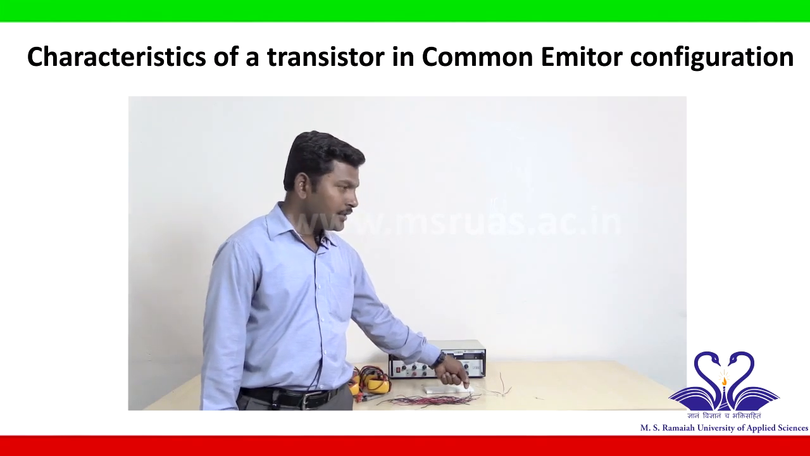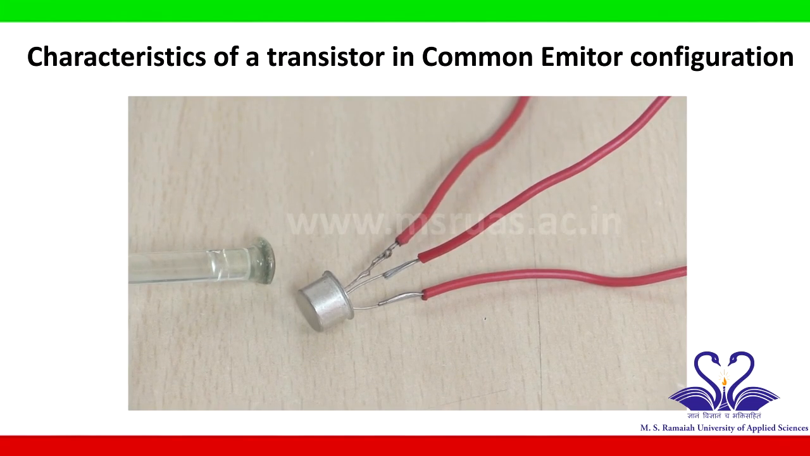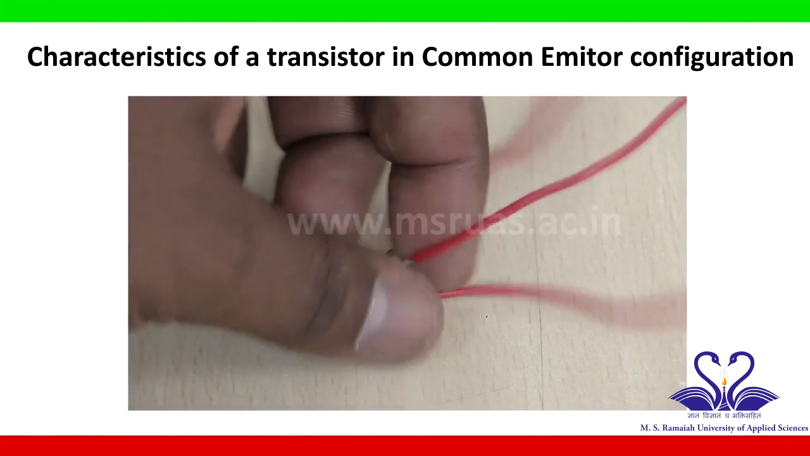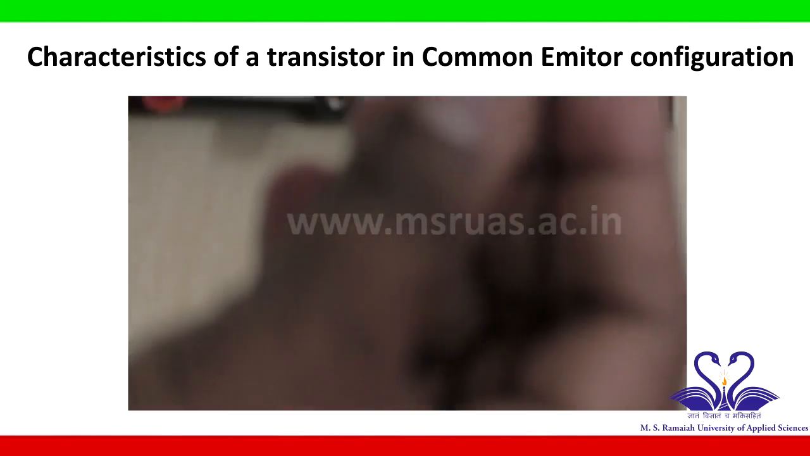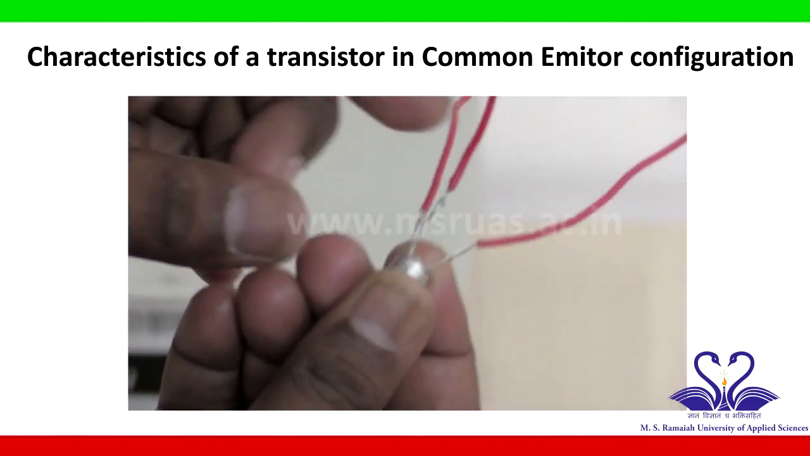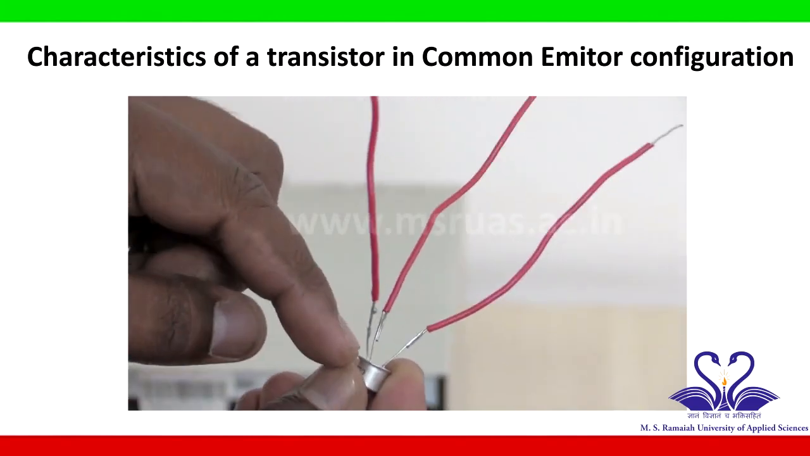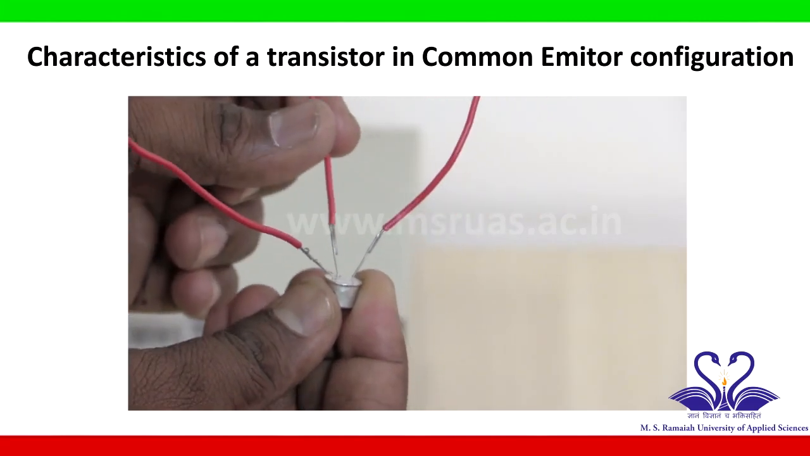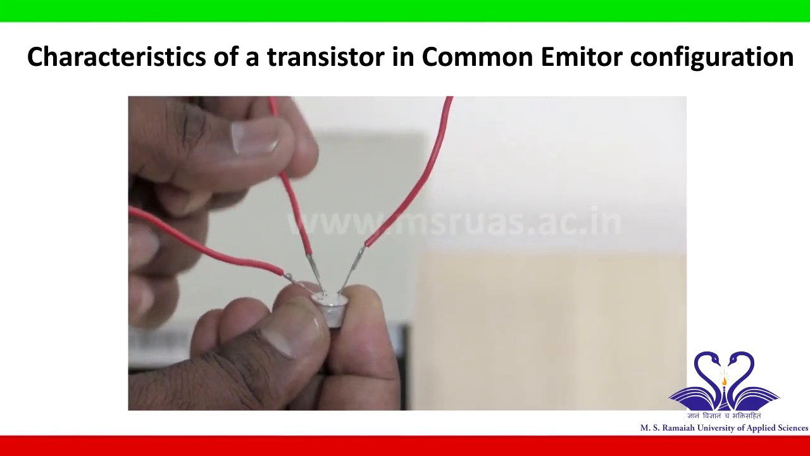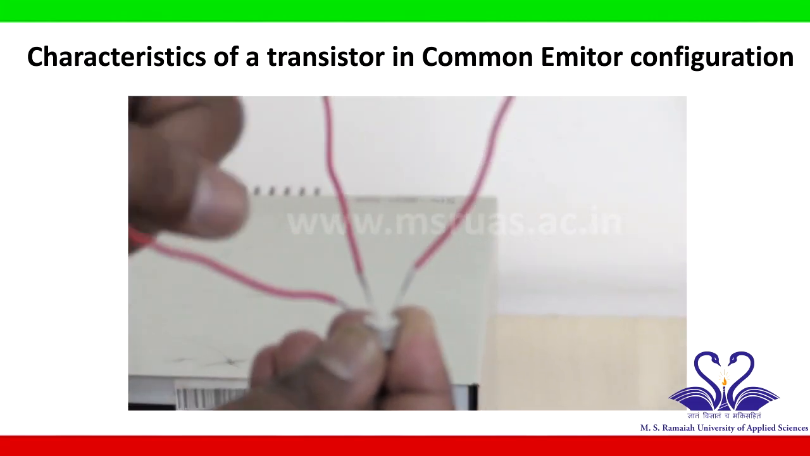NPN transistor. This is an NPN transistor having model number SL100, and it is a 3-terminal device. If you see on its body, one end has a notch. There is a notch here. The terminal which is near this notch is called emitter, and after emitter there is a terminal called base in a clockwise direction. After base there is a terminal called collector. Emitter, base, collector.